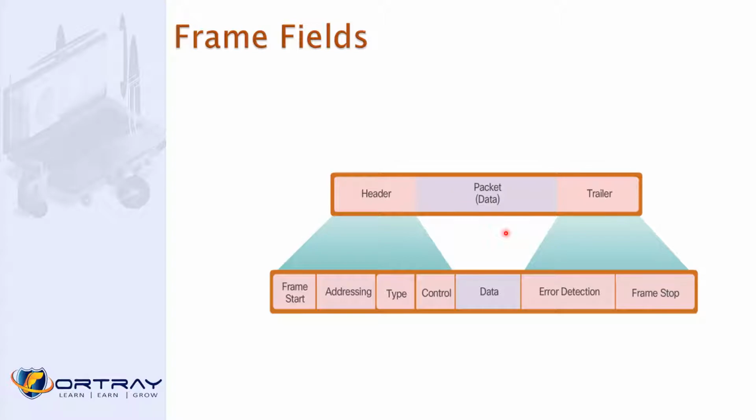The header has portions: frame start, which is called the preamble. Then the addresses, source address and destination address. Type is like LLC, MAC layer, which we discussed already. Control. Then the data itself inside the frame. Then error detection and frame stop. So this is the header, packet, and trailer.